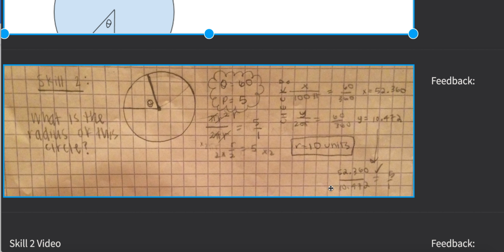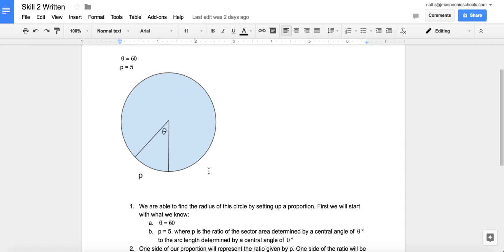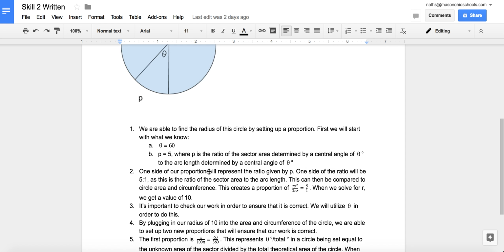calculated arc length, sector area over arc length, in which we get about 5. It's about 5.00 something, which we can assume is 5, which shows us that our radius is in fact 10 units. And that's basically how you would find the radius of the circle.